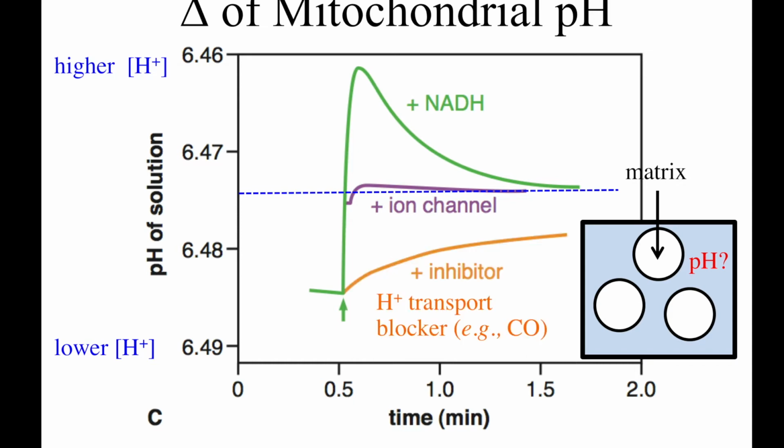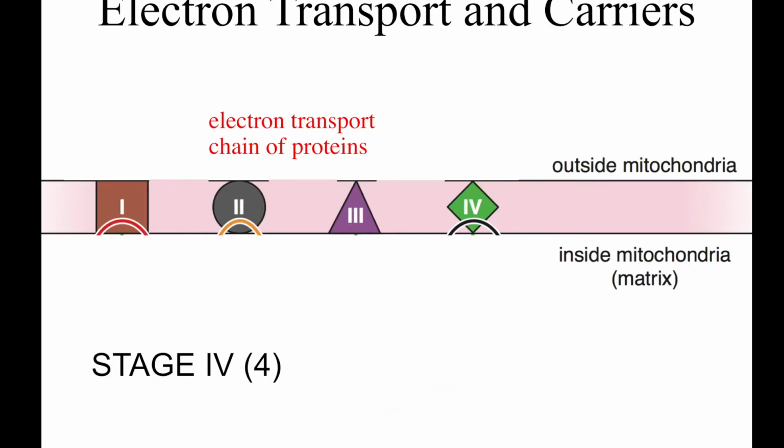If you prevent hydrogens from moving across the mitochondrial membrane, you don't get much of a pH change. But if they can move across compartments, those compartments we just talked about, you get a big pH change, relatively big pH change.